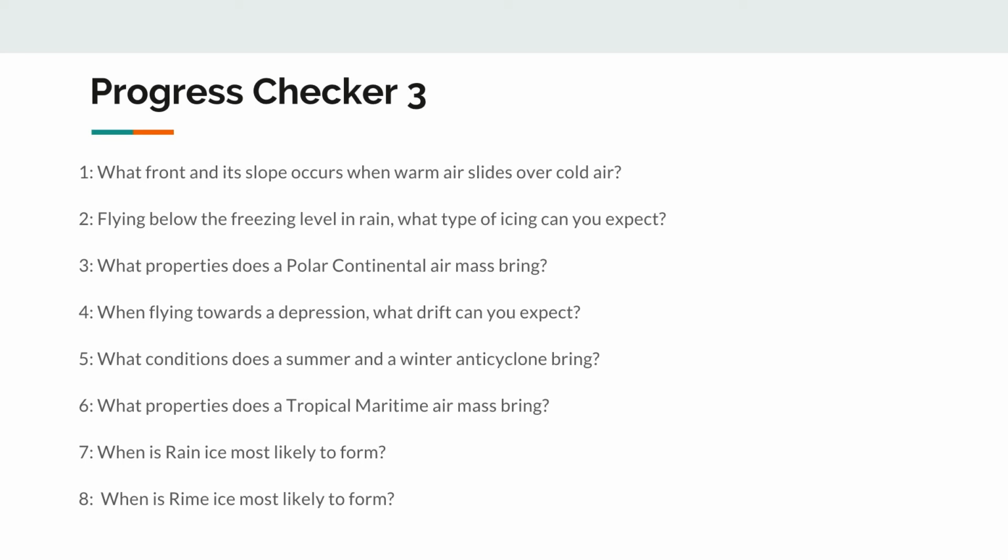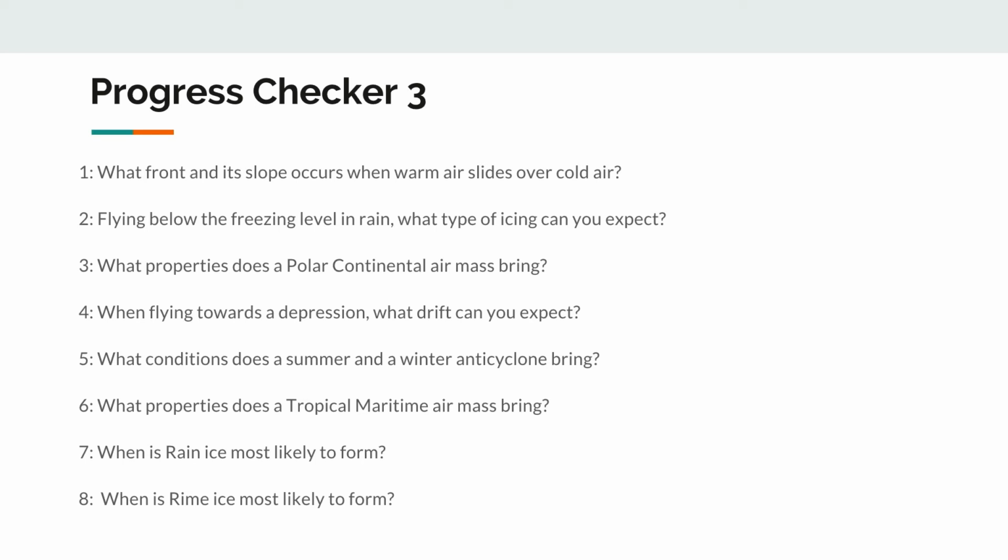What properties does a polar continental air mass bring? Well, as it says in the name, polar and continental, it is cold and dry. When flying towards a depression, what drift can you expect? Well, if you imagine the wind flowing from 12, it's anti-clockwise around the depression, so imagine the wind flowing from 12 to 6 on the clock, and you approach the clock at 9 o'clock, while the wind's going to blow you towards 6, which is to the right, so right drift.